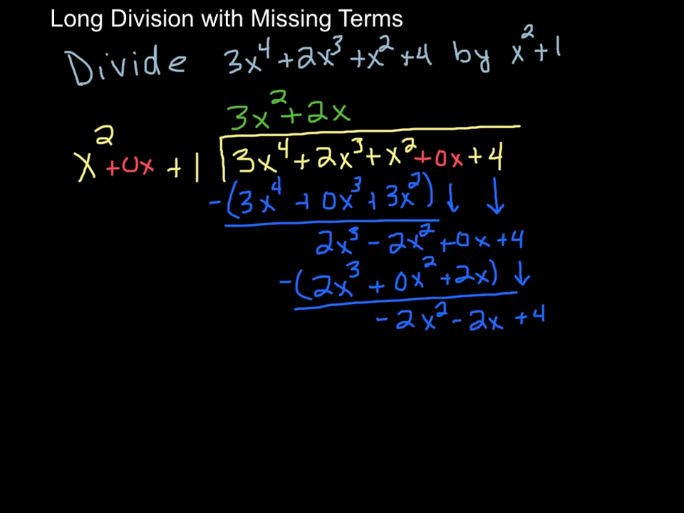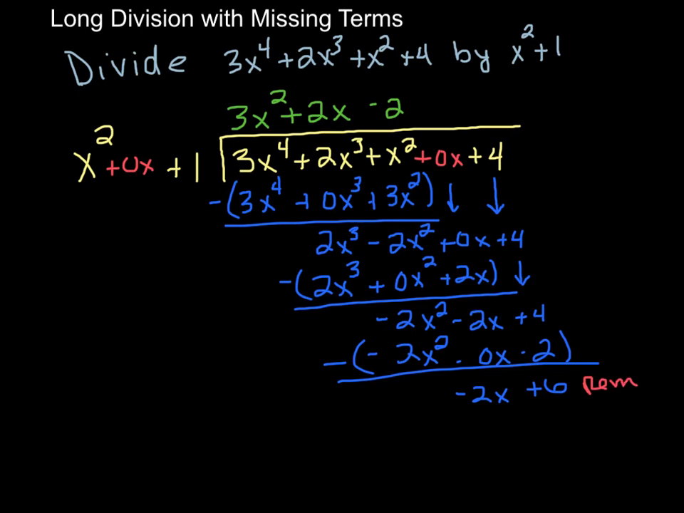x squared times what is negative 2x squared? I'm left with another negative 2. We have enough x's. So negative 2x squared minus 0x minus 2. Just multiplying that negative 2 to all the terms. And we're left with negative 2x plus 6. x squared times what is negative 2x? That can't be done. So this here is a remainder.